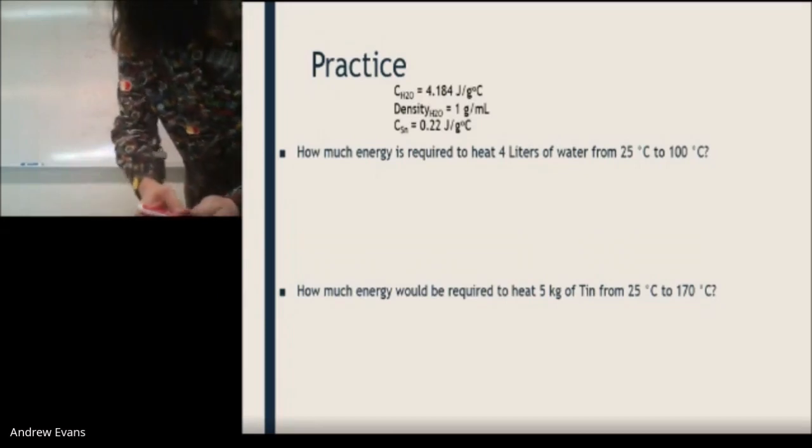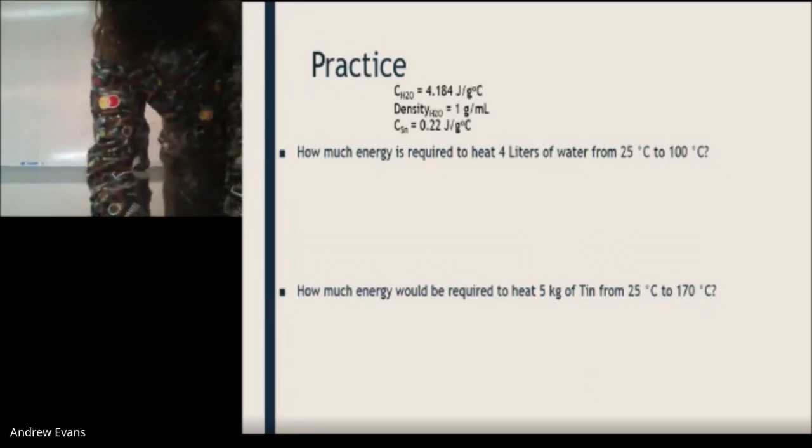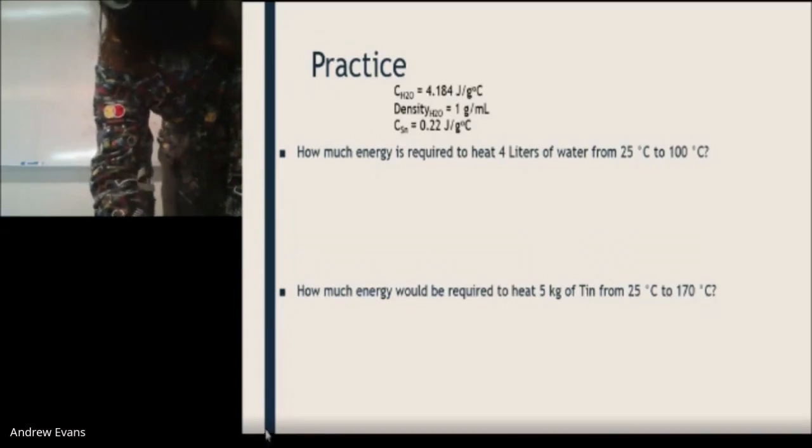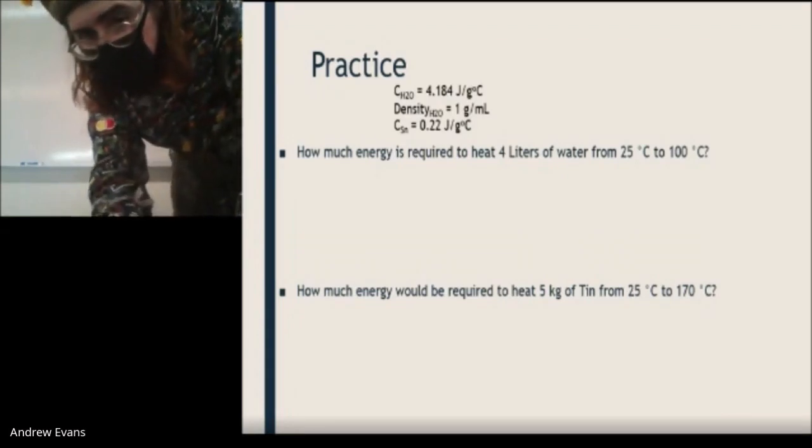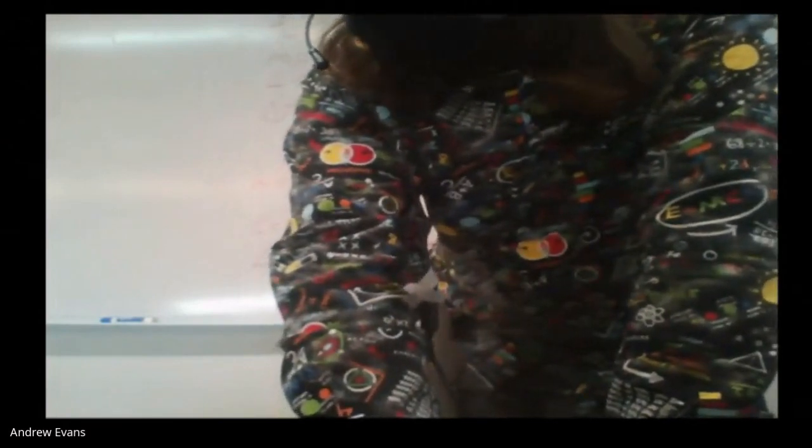Now, real quick, it doesn't matter whether this is Celsius or Kelvin. If I do the water in Kelvin, I'd have 373 minus 298. That would still give you 75. Okay.